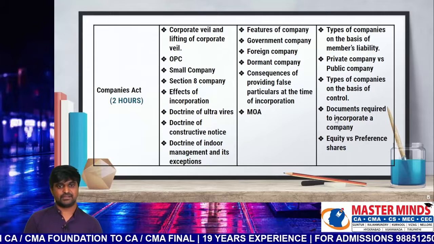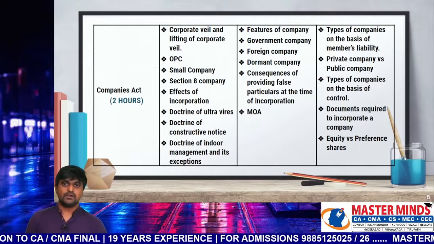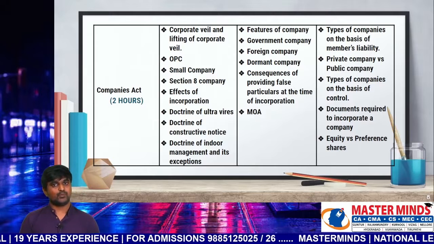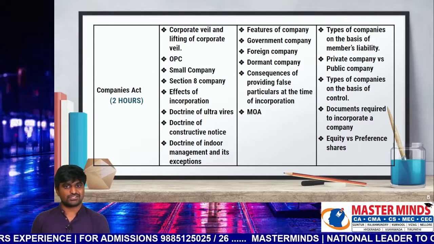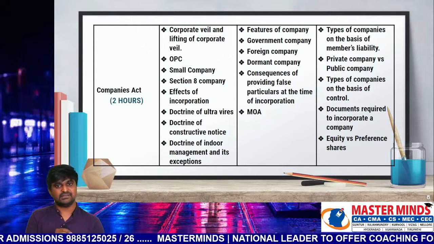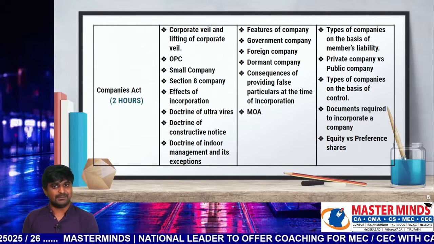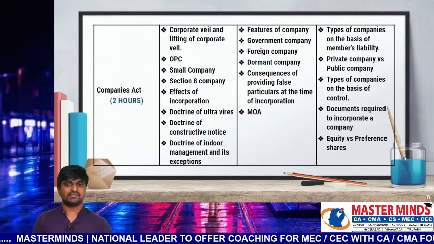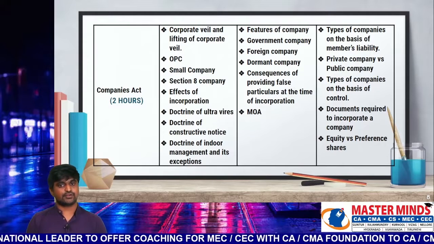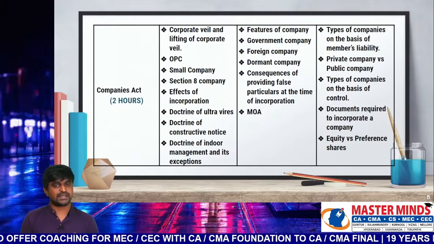Next one, Companies Act. You need to spend 2 hours of your time on Companies Act. So here, first priority concepts are, one is corporate veil and when such corporate veil will get lifted by the court. Second one is provisions relating to OPC. This is very important because there is an amendment in these rules. Next one, small company. This is also very important because there is also an amendment in small companies rules. Next, section 8 company, effects of incorporation, doctrine of ultra vires, doctrine of constructive notice, doctrine of indoor management and its exceptions. So these are the first priority concepts.